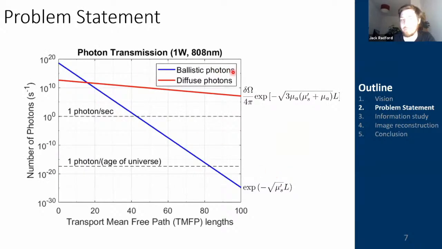However, these ballistic photons, as they're known, are plentiful when we're in the regime of about 10 transport mean free paths, which corresponds to less than a centimeter of tissue. But if we want to image through around 5 centimeters of tissue, then we're in this regime above 80 transport mean free path lengths, and we'd only see one of these ballistic photons per age of the universe. Instead, all of the photons we're seeing at the camera are these diffuse scattered photons. And this study aims to look at how best to capture the information of those diffuse photons in order to reconstruct images.